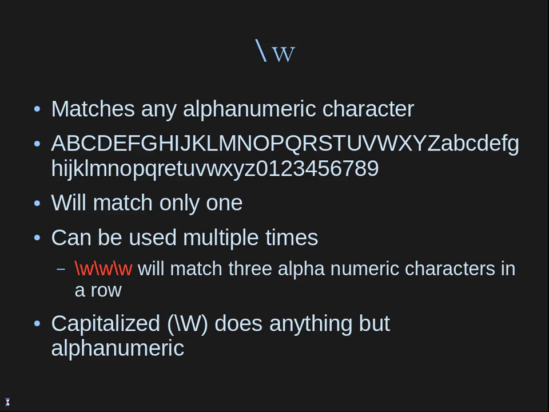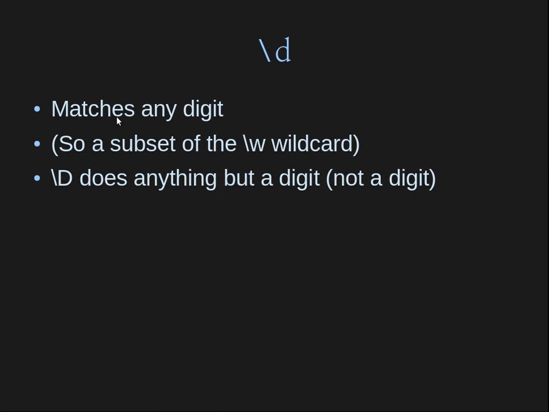Let's add in another one real fast. We also have \d. \d matches any digit. So it's actually a subset of the \w wildcard. It will only, however, match 0 through 9. Again, kind of like before, \D matches anything but a digit. So this will match anything that is not numeric.